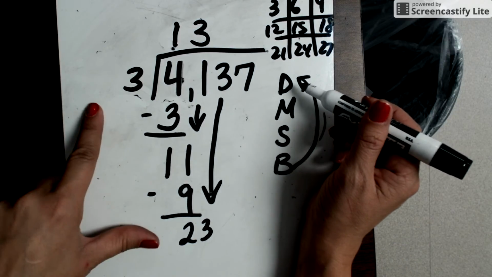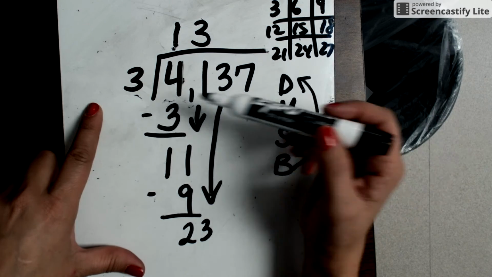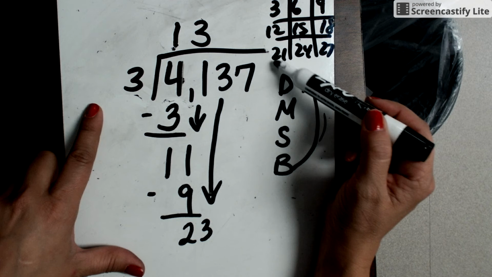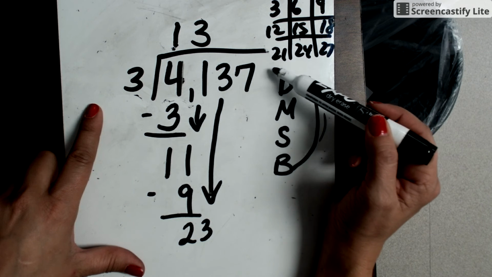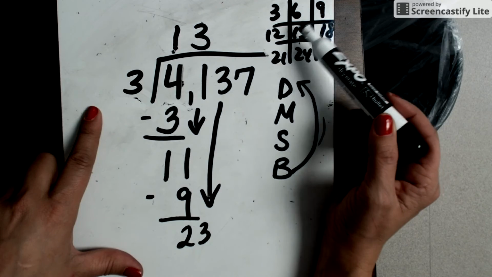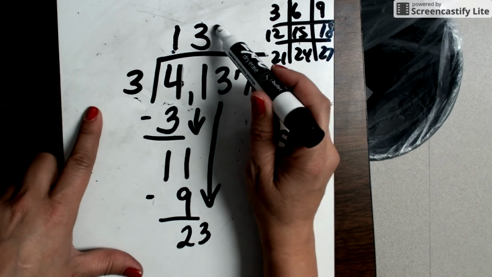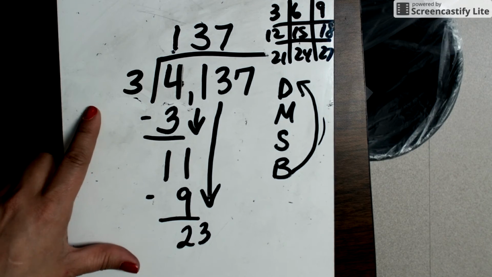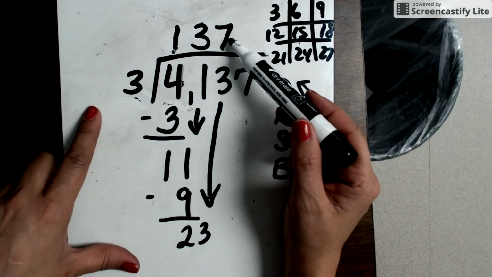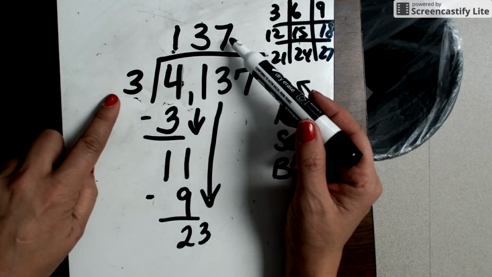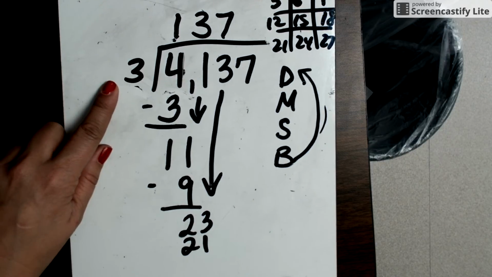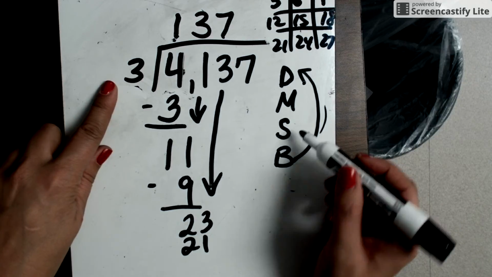So 23 divided by 3. I look at my multiples. How many times can 3 go into 23 without going over? Here, at 21, that's the closest we can get to 23 without going over. And that takes 1, 2, 3, 4, 5, 6, 7 times. So I write my 7 down in my quotient. My next step is to multiply those numbers. I just wrote down a 7 in my quotient, multiplied by the divisor, which is a 3, and that's 21. The next step is to subtract those two.